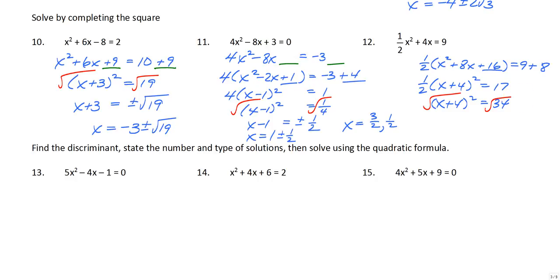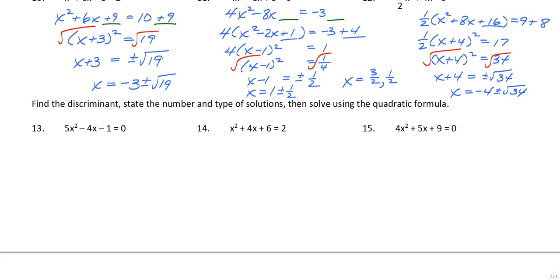The square root of 34 cannot be simplified, so that's going to leave us with x plus 4 is equal to plus or minus the square root of 34. Subtract 4 from both sides, and x is equal to negative 4 plus or minus the square root of 34, and you are done. Okay, so that's completing the square. That one is a little challenging at times, but not always.